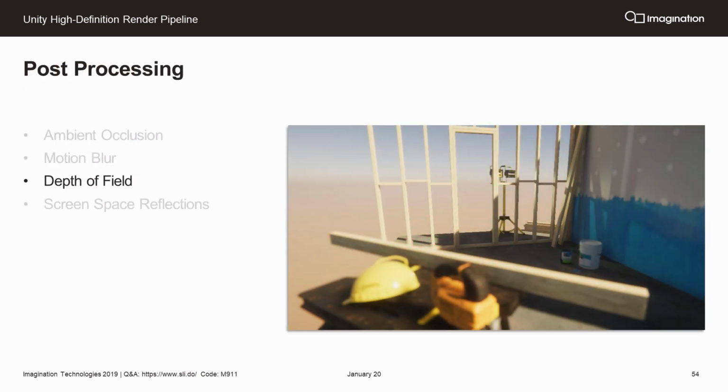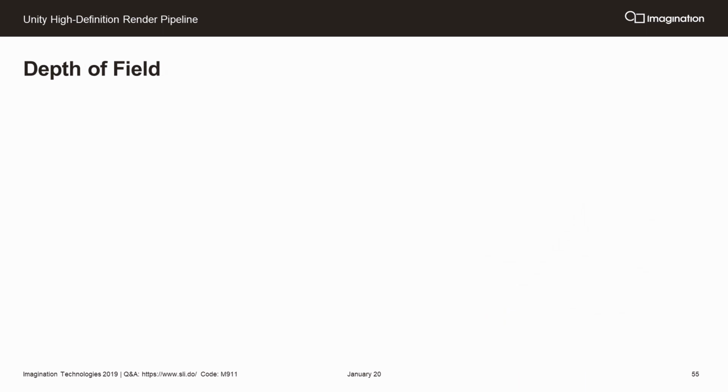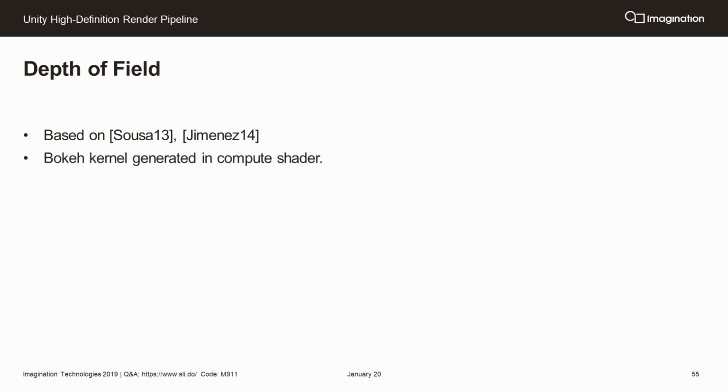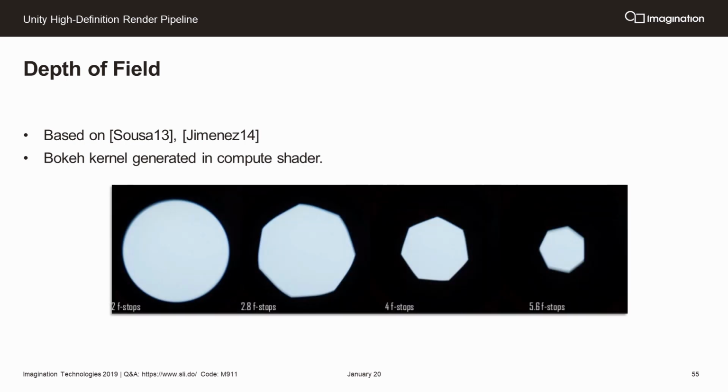Now let's look at depth of field. So Unity uses a bokeh depth of field implementation. And the bokeh kernel here is generated in a compute shader and takes the lens properties such as the number of f-stops, blade count, etc. And this would determine the shape of the resulting bokeh effect. Now let's look at the actual depth of field implementation.